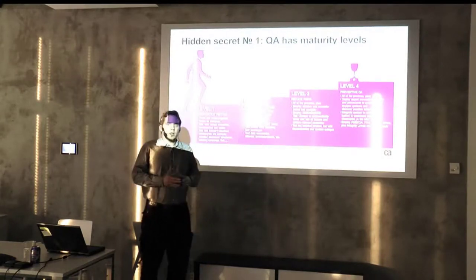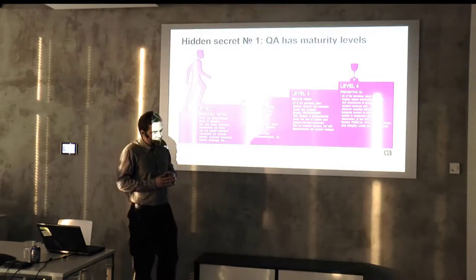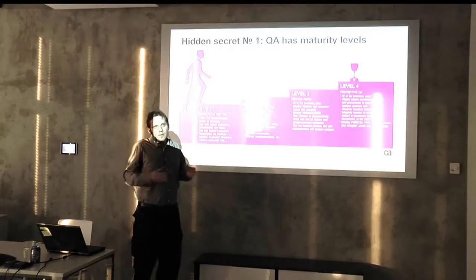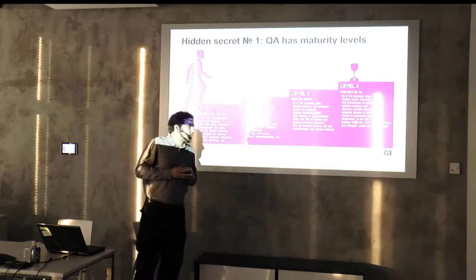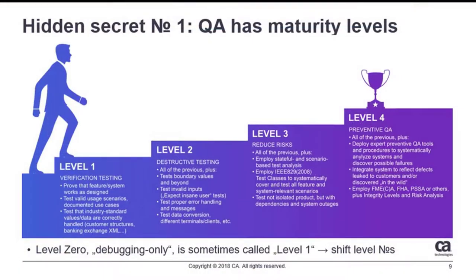That doesn't mean that you don't need to do it. You do need to do it, because if you have just tested that your program doesn't melt the reactor and break the earth, but you haven't tested that the program does the one thing it was supposed to do, it's not very successful software either. The second level is destructive testing. It's not instead of verification testing, it's on top of it.